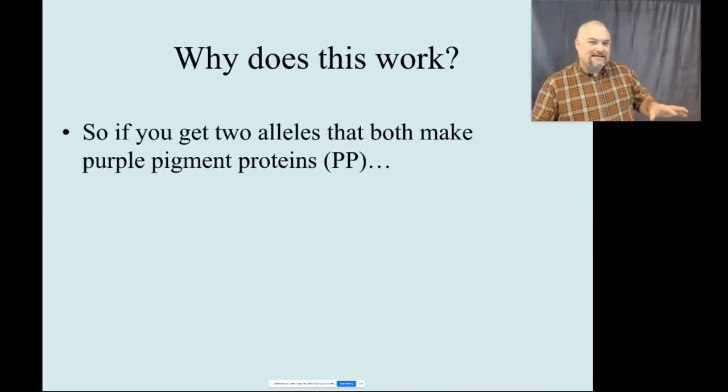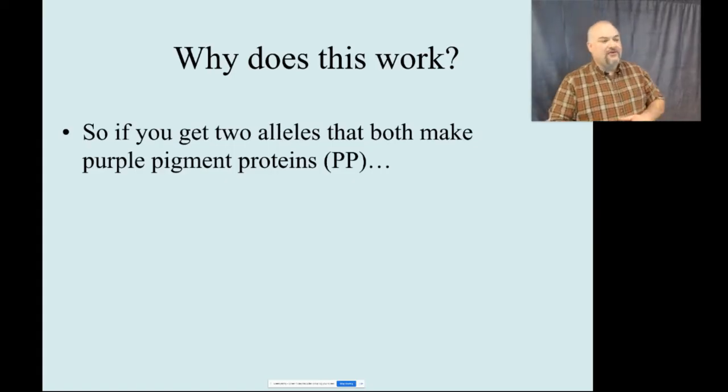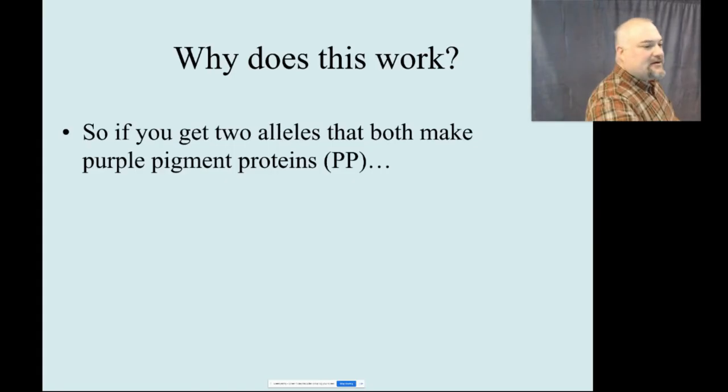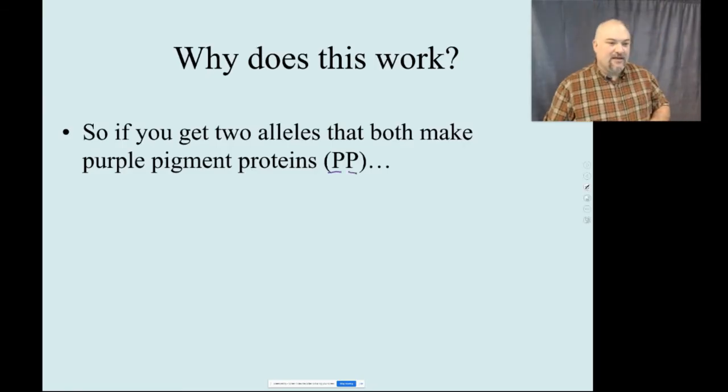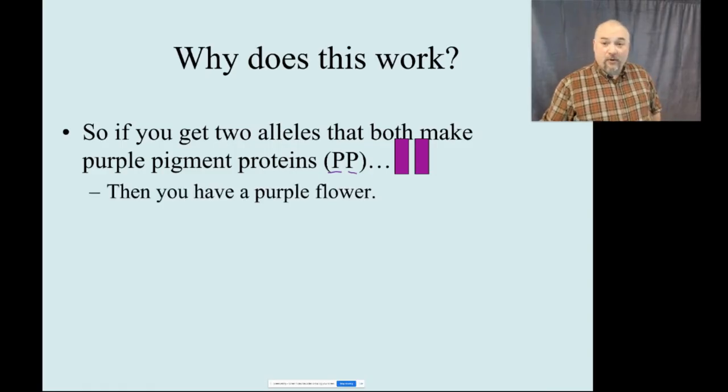So let's take this a little further. If you get 2 alleles that both make purple pigment proteins, which we will designate with big P, or we can use our 2 purple allele markers like we did before, what are you going to get? Then you have a purple flower.